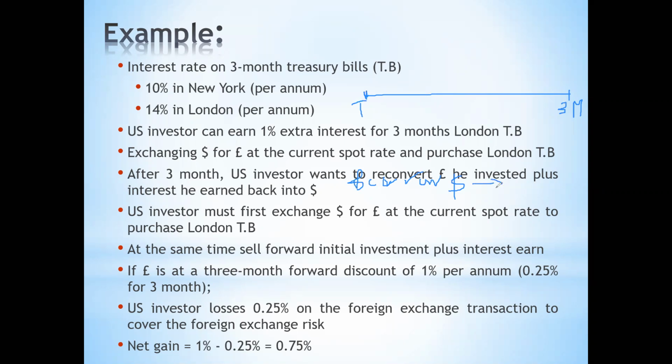And then you convert that dollar into pounds, right? At the spot rate. Now you are doing this in the spot market. You borrow it today and you convert it into pounds and invest into the treasury bill market. This whole process is happening today. You convert it into pounds and you invest it into the London market. Right? Now there is a time gap. Now 3 months, you have to wait until 3 months to get the maturity of your treasury bill investment.